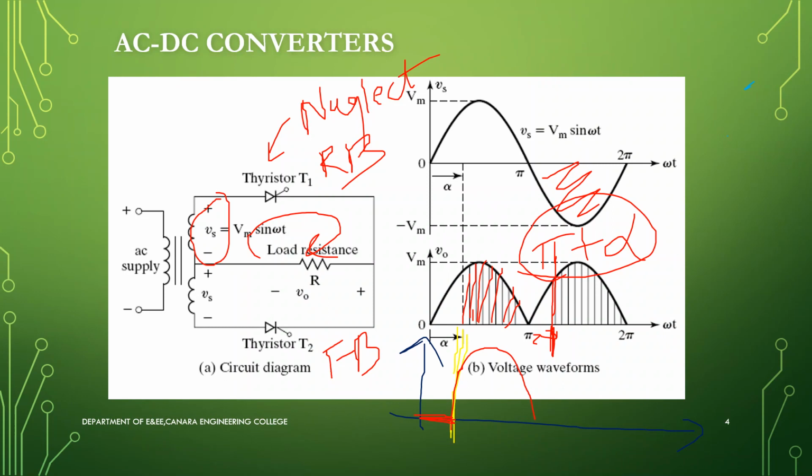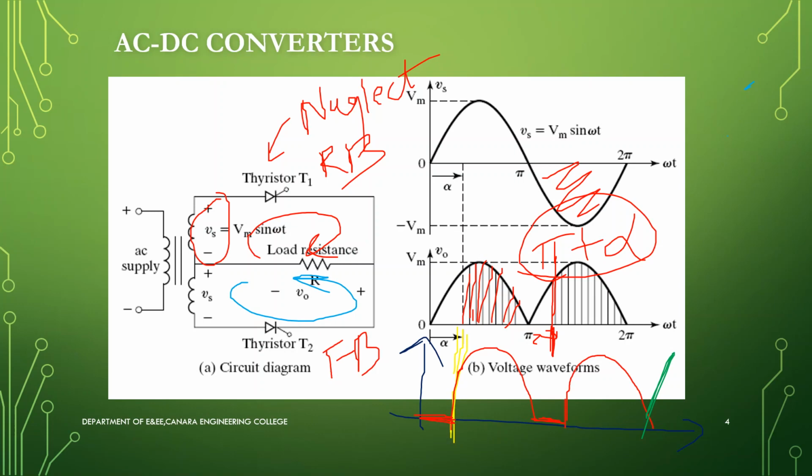So from pi to pi plus alpha, again your thyristor T2 is not conducting. After the angle pi plus alpha, the thyristor T2 starts conducting. Once it starts conducting, the current flows in this direction. So the direction of the current through the resistor is the same. That's why again we get a positive voltage. This is actually your output voltage.